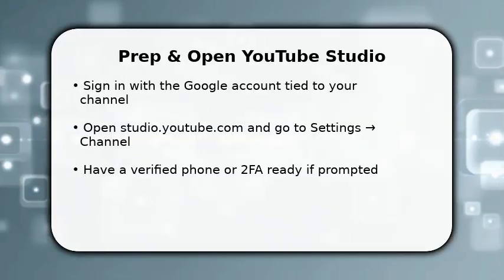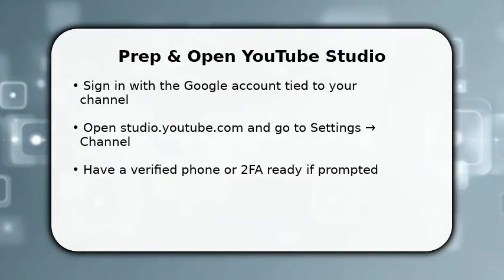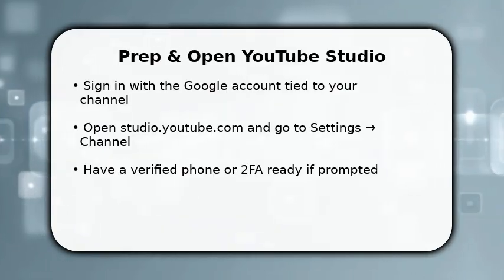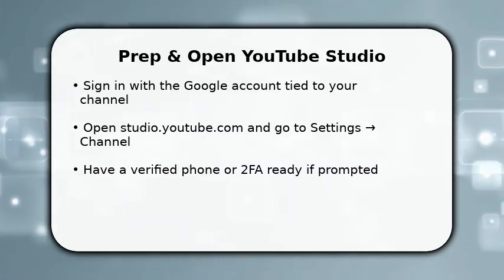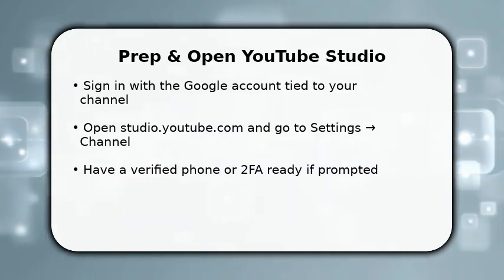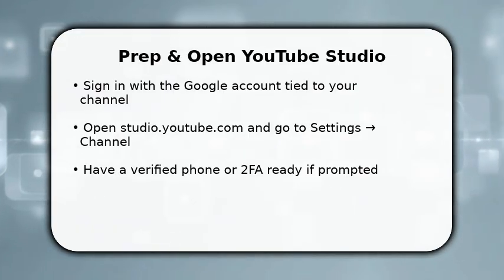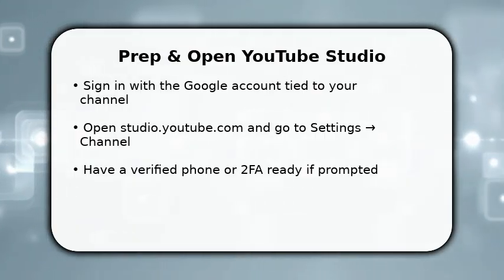You start by signing into the Google account linked to your channel because changes apply to that account. Once signed in, open YouTube Studio and go directly to Settings, then Channel. Make sure two-factor authentication or a verified phone is available in case YouTube asks to confirm identity. This prevents interruptions. Now, you're ready to access location-related fields.